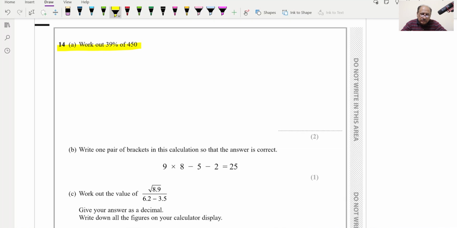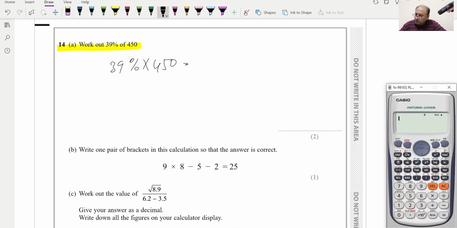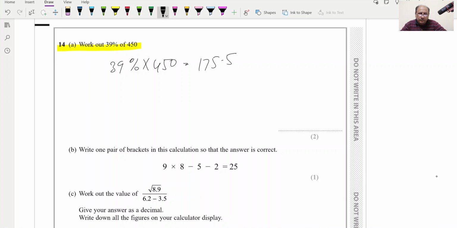Work out 39% of 450. So 39% of 450, or we can use multiplication sign instead of "of". So it will be 450, and this will be equal to 39, and this will be percent of 450, and this is equal to 175.5. So 175.5 will be our answer for the 2 marks.